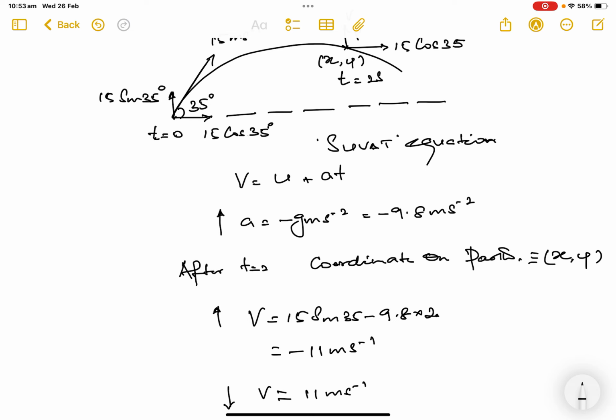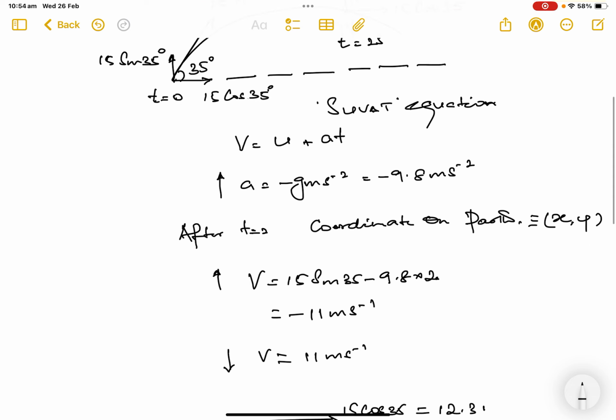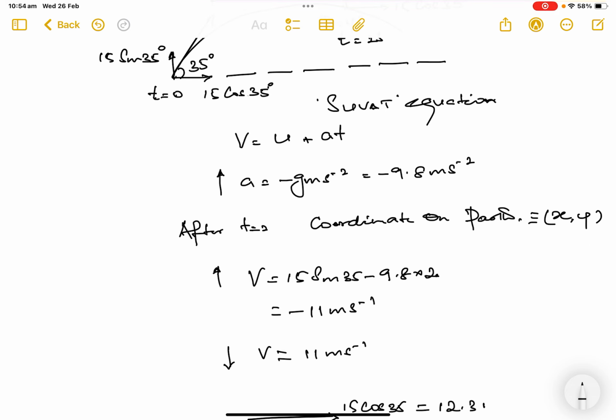Use the SUVAT equation v equals u plus at. We are using that equation vertically. Vertically, g is negative because the projectile is under gravity, so the acceleration is minus g. We are taking the up direction as positive, so minus 9.8 meters per second squared. It hasn't been given; I just took 9.8, though you could take 10, whichever you want.